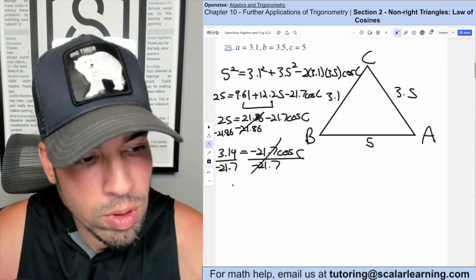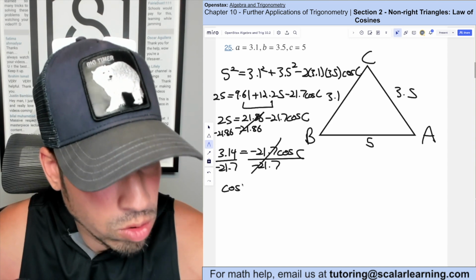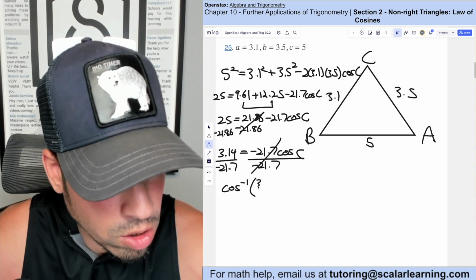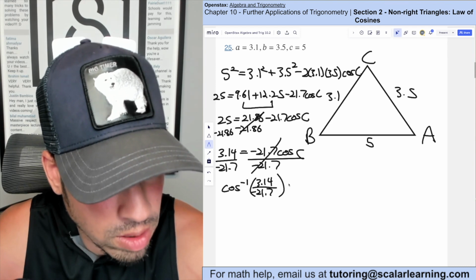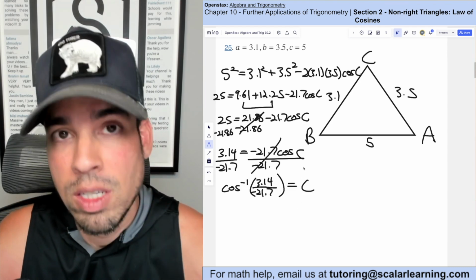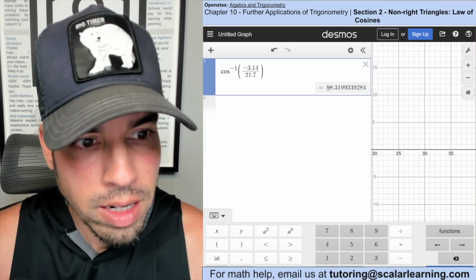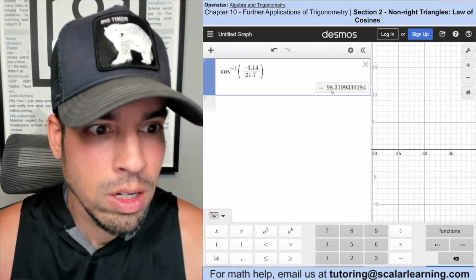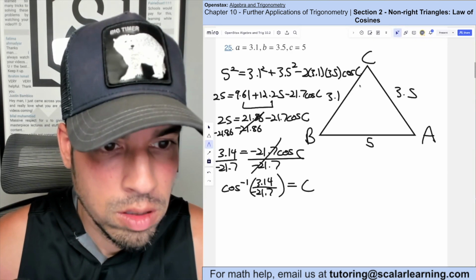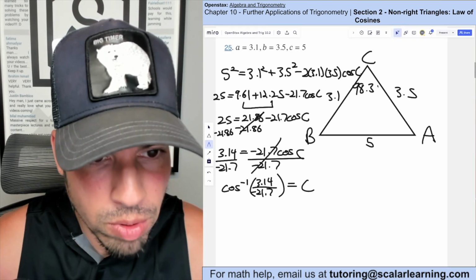And then last but not least, we have to take arc cosine. We have to get rid of that cosine. So we have to do the opposite of cosine, or arc cosine of 3.14 over negative 21.7. And that's going to give us our value for C. So let's see that in Desmos. And we get 98.3. I know in the back of the book they got 98.4, but I think this is actually the more accurate response. So C will be 98.3 degrees.